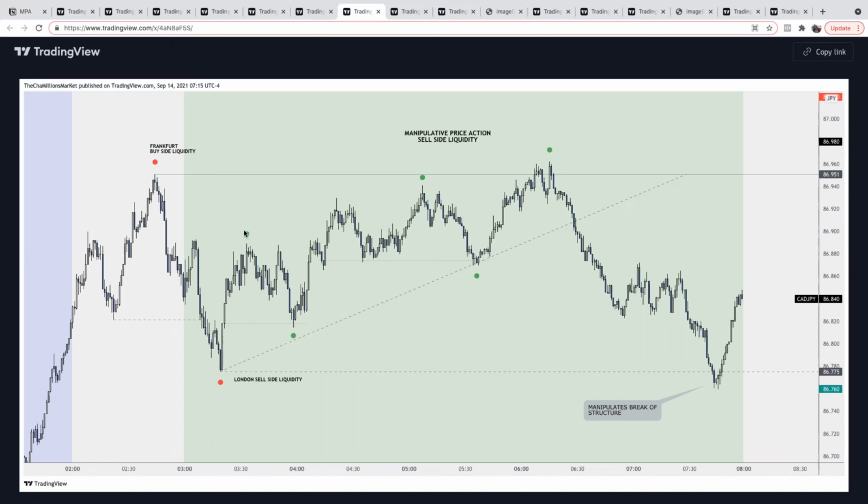Price started making higher internal structure. Price started making higher highs, higher lows, higher highs, higher lows in bullish order flow. On top of bullish order flow, you had a bullish trend line. And then from a pattern trader perspective, you had a wedge. So now you have a breakout. Price essentially goes and runs London sell side liquidity. Now this manipulates a break of structure to the downside here, right?